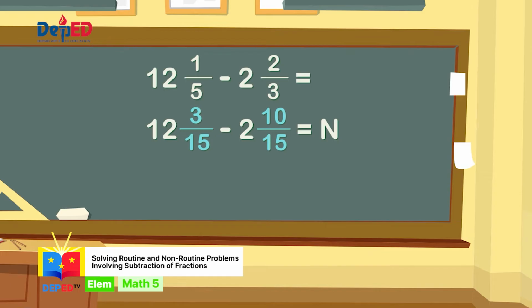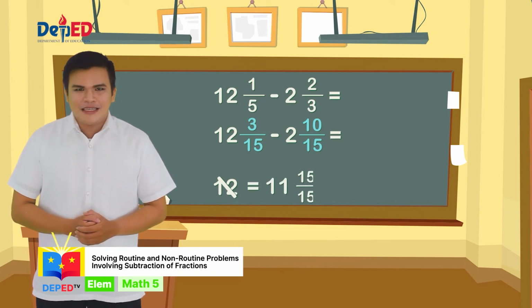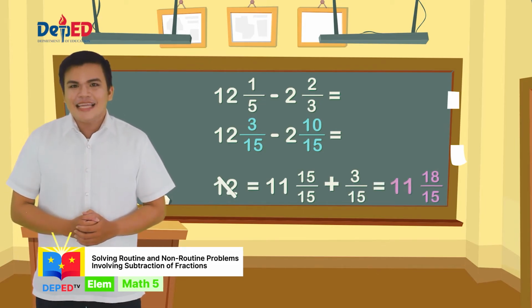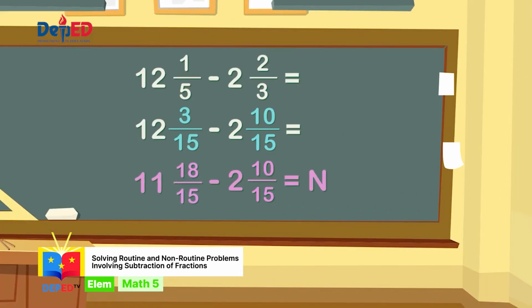Now take a look at 3/15 and 10/15. Since the minuend, which is 3/15, is less than the subtrahend, which is 10/15, we need to borrow or regroup one whole, or 15/15, from 12. Therefore, 12 becomes 11 and 15/15. Let us add 3/15 to 11 and 15/15. The answer is 11 and 18/15. Our final mathematical sentence is 11 and 18/15 minus 2 and 10/15 equals n.